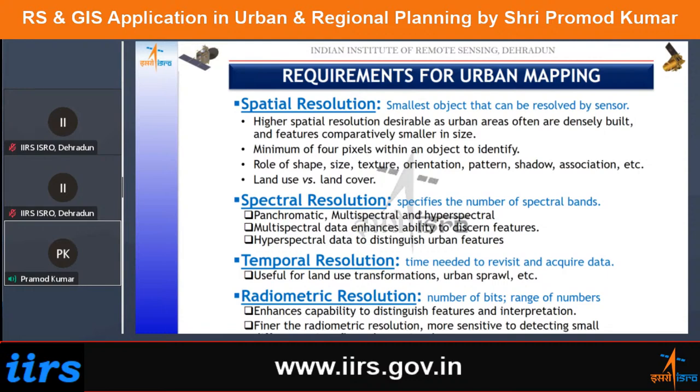In 2019, we launched the Cartosat-3 satellite, which has two major sensors: panchromatic, where the resolution is 25 centimeters and it is a single band, and multispectral, where the resolution is nearly 1 meter. Using this data, we can map the Earth's surface at a much higher spatial resolution.